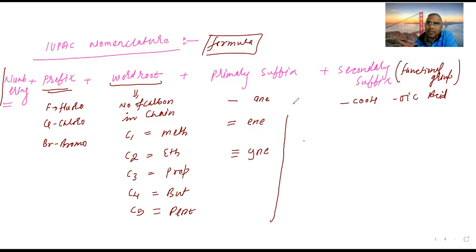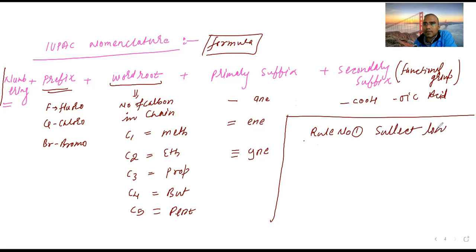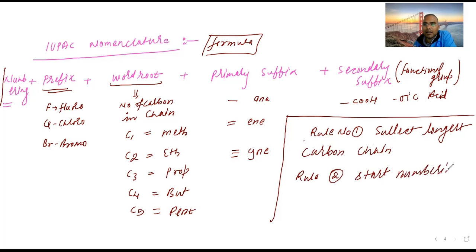So here, I am writing rule number 1. Select the longest carbon chain. That is rule number 1. Rule number 2: start numbering from the carboxylic carbon group. Carboxylic carbon.